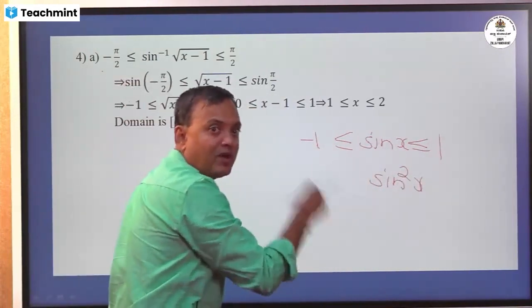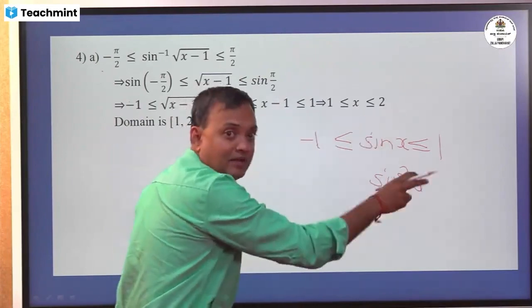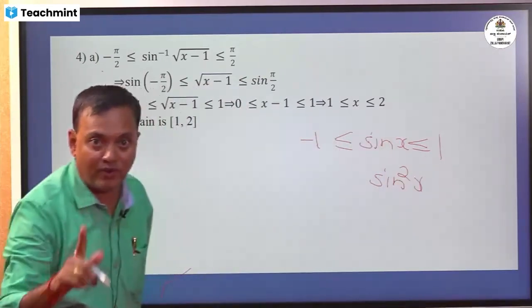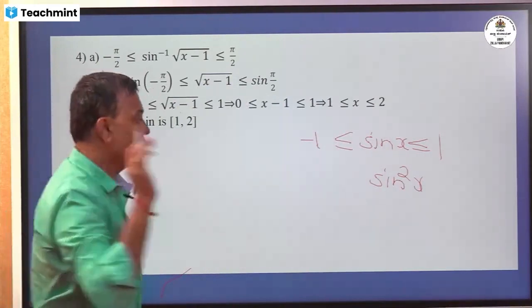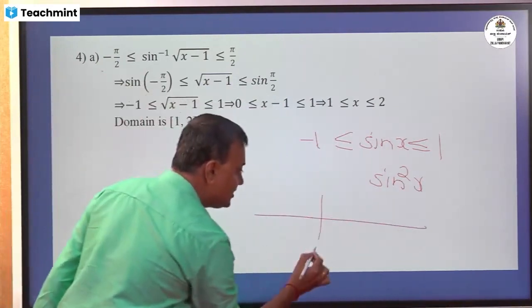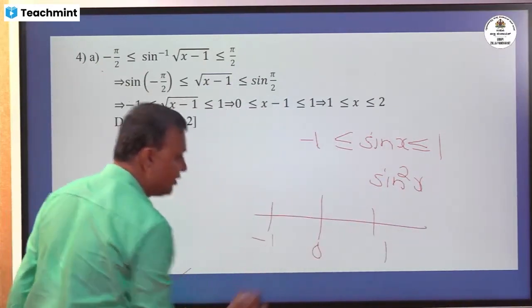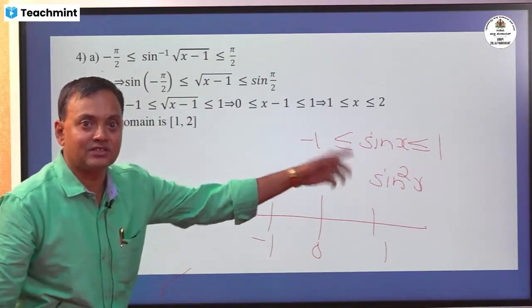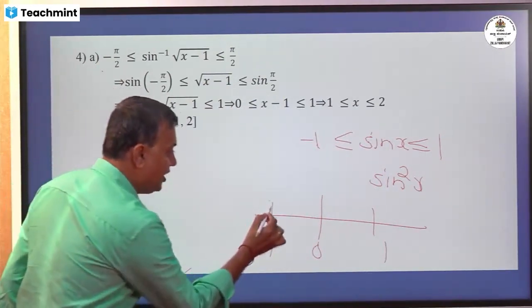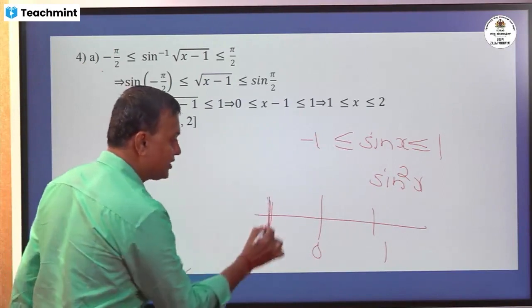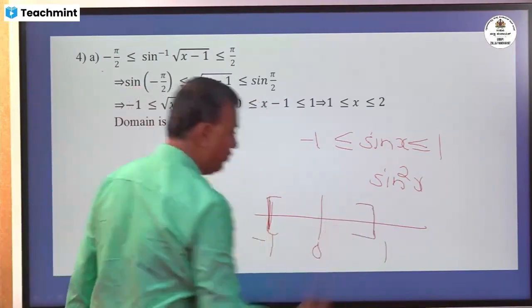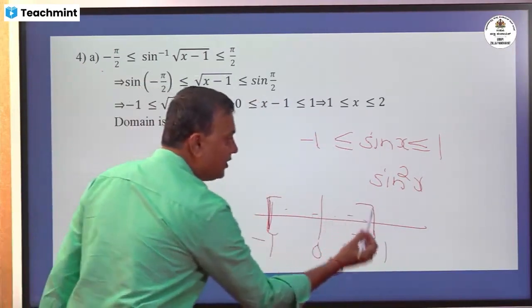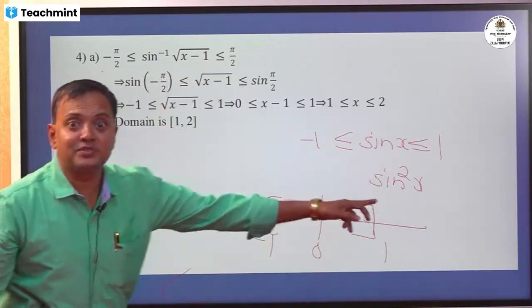So for every x in the real numbers, is sin square x equal to only one value? No. So now look here, this is 0, 1, minus 1. So what is the range of sin x? Sin x, the minimum value is minus 1, the maximum value is 1. This is the range of sin x.